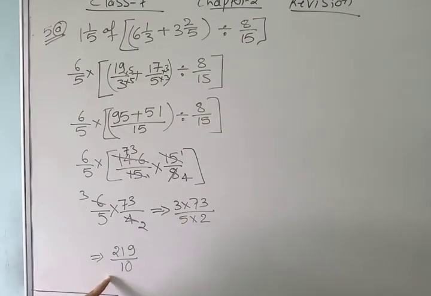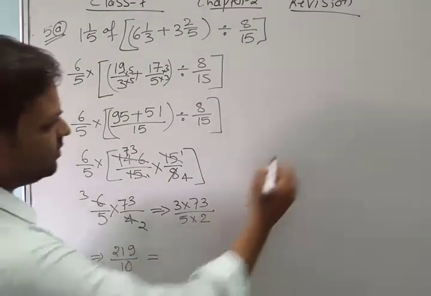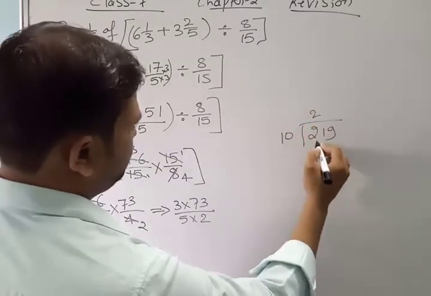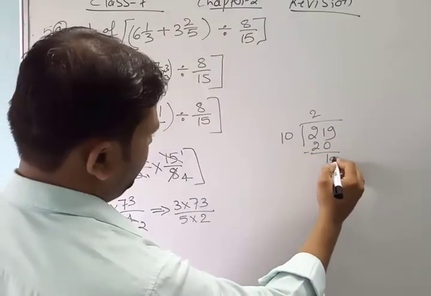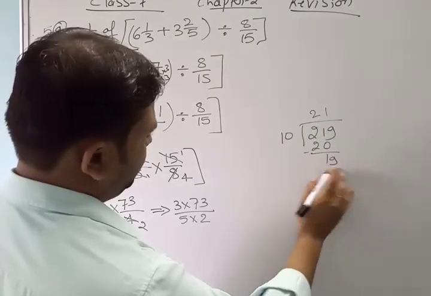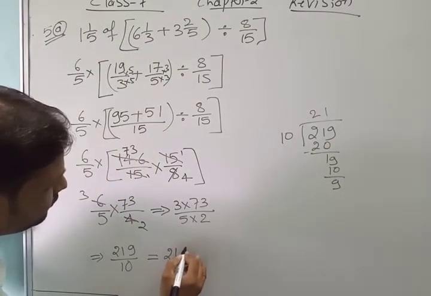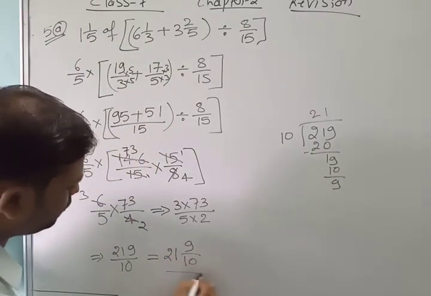If you want to convert it to mixed fraction, then divide it. 219 divided by 10. 10 2s are 20, 1 9. 10 1s are 10 and 9. So its mixed fraction is 21 9 upon 10. Both are answered.